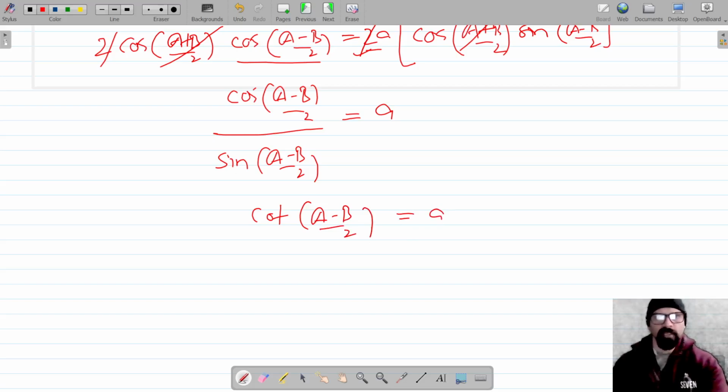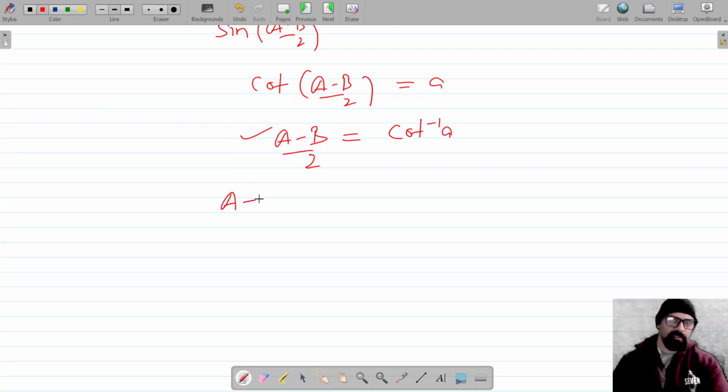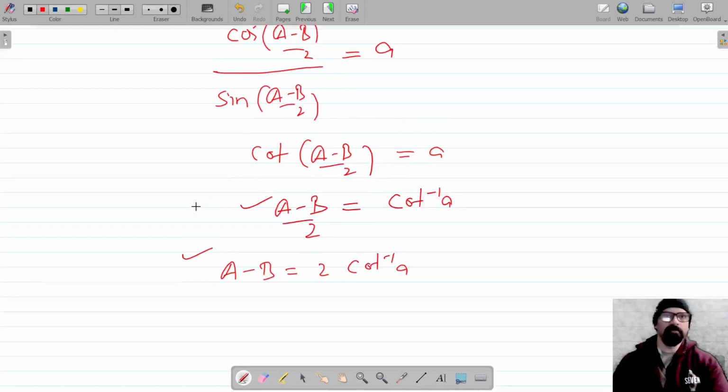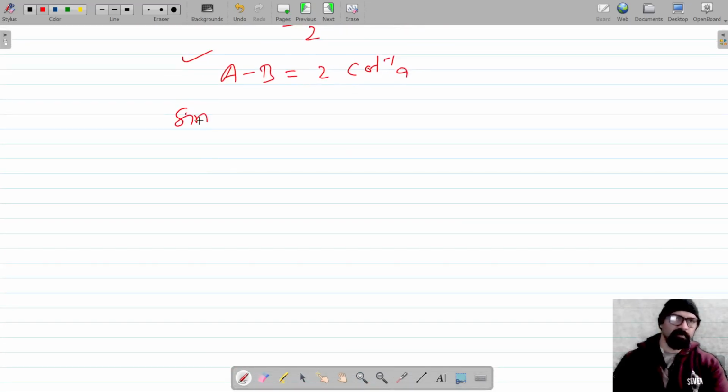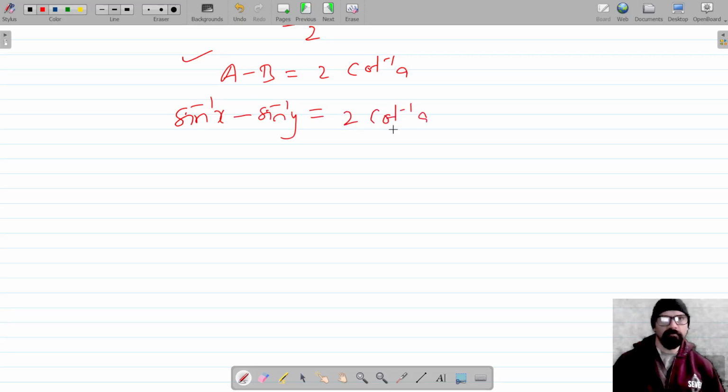Okay. So cot of (a minus b) by 2 is equal to a, which gives me (a minus b) by 2 is equal to cot inverse a. And let's replace the value of a. So finally I can write a minus b is equal to 2 cot inverse a. A was sine inverse x and sine inverse y. So this is sine inverse x minus sine inverse y is equal to 2 cot inverse a.